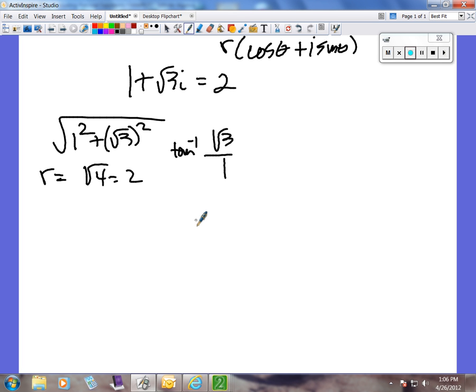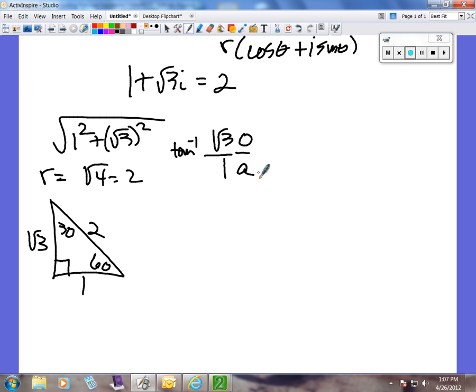Draw something. All right. Molly, we were thinking the same thing. This is 60. This is 30. How do we label our triangle? Well, if we're doing tangent, aren't we doing opposite over adjacent? Well, then what's square root of 3 opposite of? There's your reference angle.